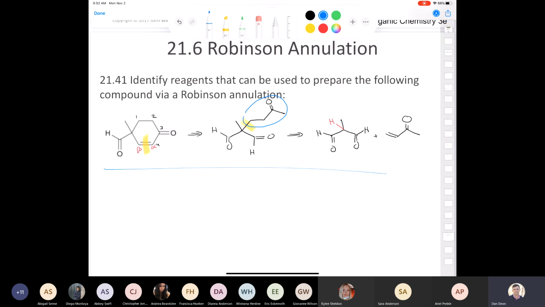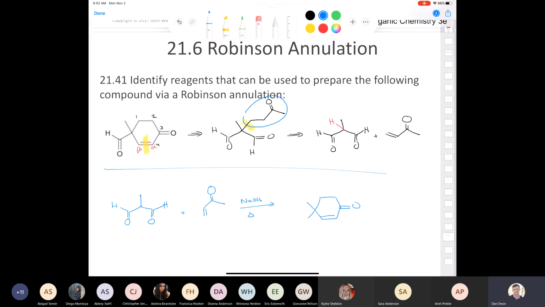You would take your starting dialdehyde. Okay, so there's your dialdehyde. You would treat it with the alpha beta unsaturated ketone. Okay, and you would just treat it with sodium hydroxide, and you would heat that up, and that will give you the desired product, like that.